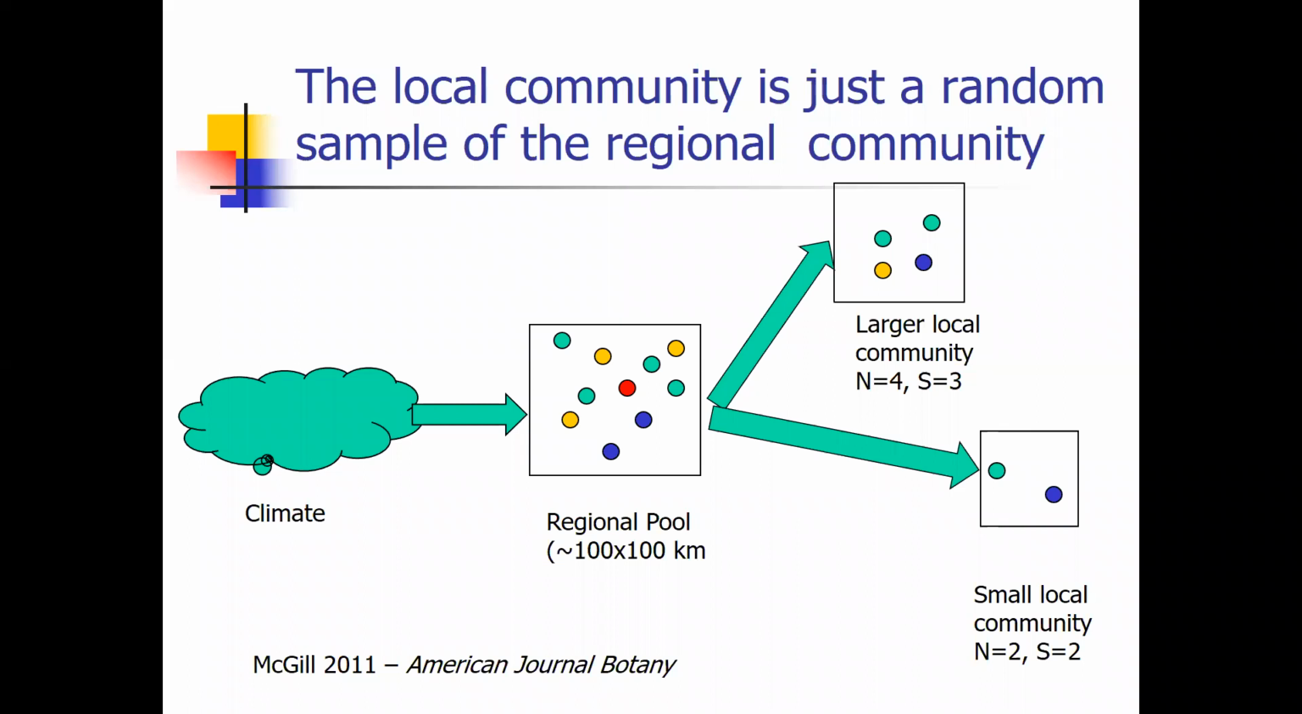And the idea then is that if the regional pool is set up by climate, then we have this sort of directional explanation that flows in the complete opposite direction from the often reductionist bottom-up approach, right? Climate sets the regional pool. The regional pool then is sampled randomly to create local communities. You can call this a null model.